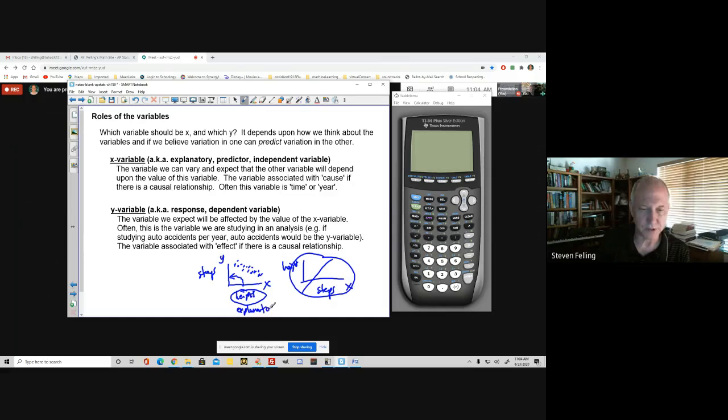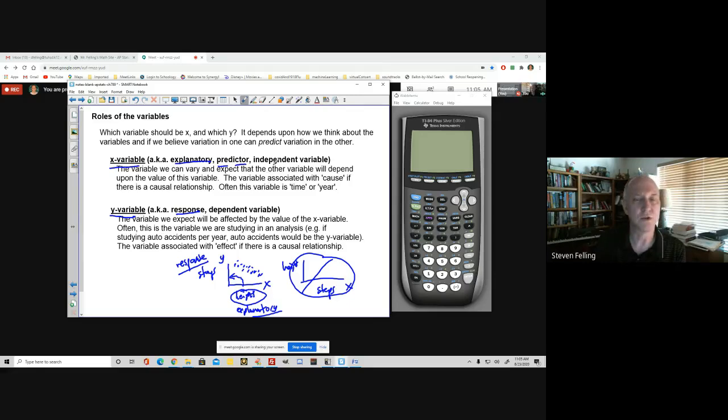This X variable is the explanatory variable, right? And the Y variable in AP statistics is called the response variable, okay? So the idea is that the response is responding to the explanation. This is explaining what's happening in the response. Usually the words we use for the X variable are explanatory, and the Y variable is called the response. Occasionally, the X variable is called the predictor because it can predict something in the response.